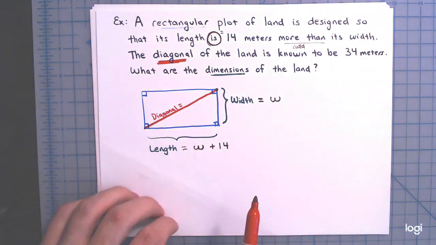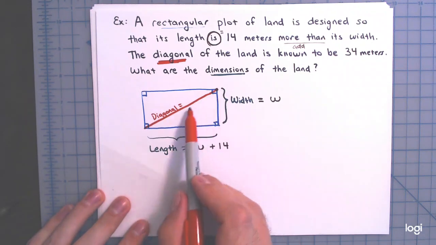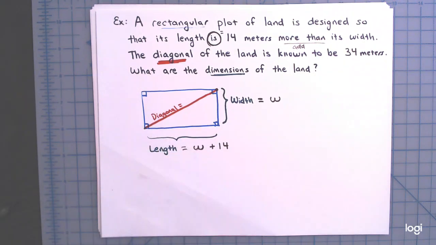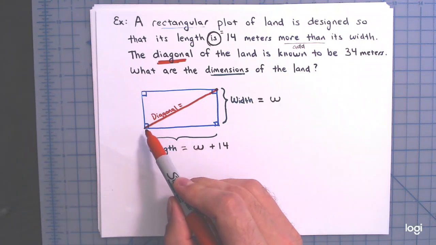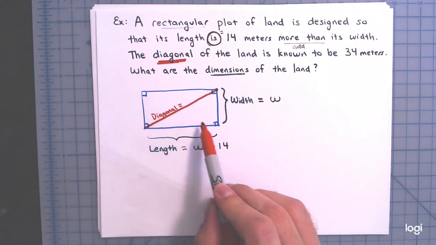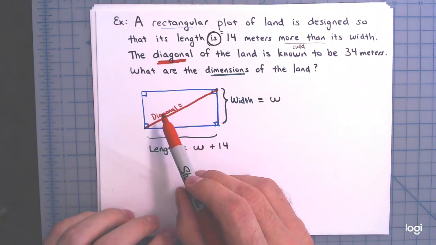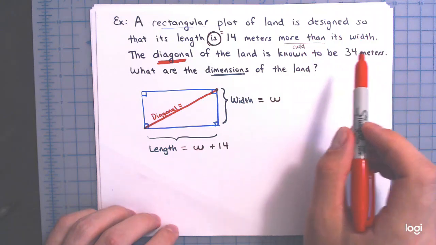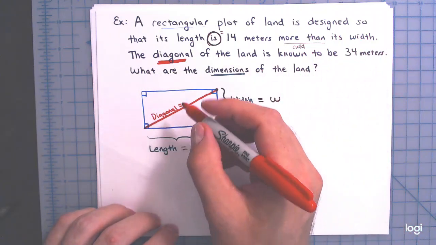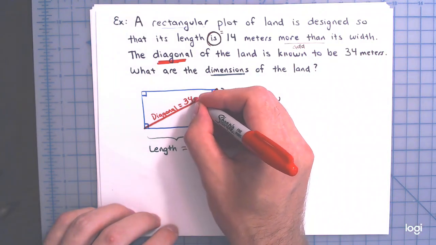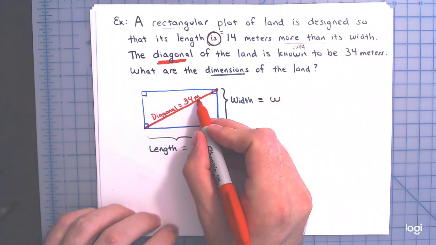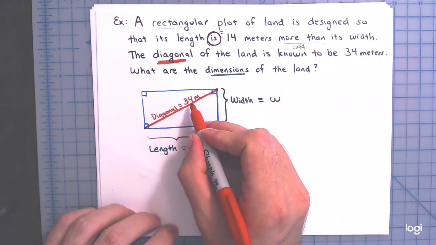And in fact, a rectangle has two diagonals, but something you might know already about the diagonals of a rectangle is that they're congruent, they have the same length. So I'm just going to draw this one, right? The other one would have the same length. And they're telling us the diagonal of this rectangle is known to be 34 meters. I'll just put the little m for meters. But 34.